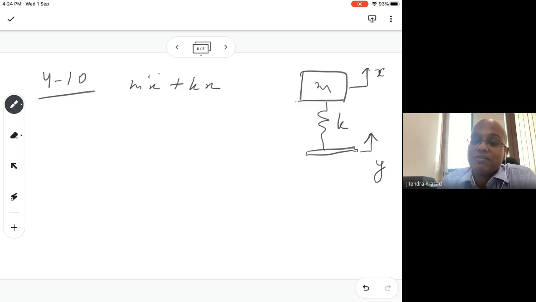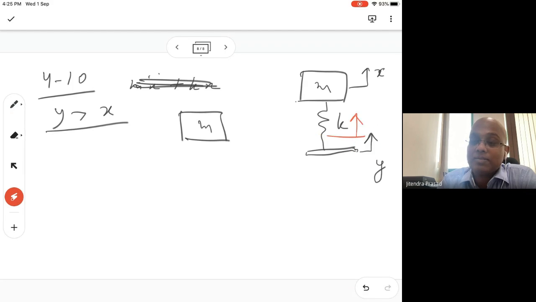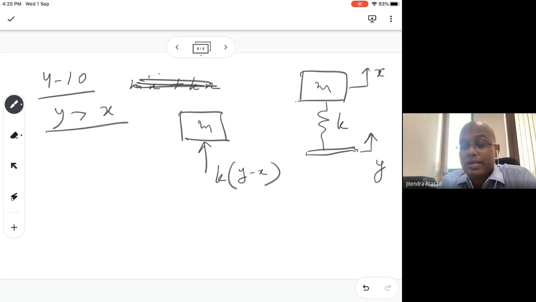First we have to find out the equation. Let's say y is greater than x, so that it is easier to visualize. The base has gone up, and because of that there is a compression, so there will be a force applied here. The force will be k times (y minus x), because y is greater than x and there is compression. With a compressive force, the spring applies force upward, so you have the force like this.